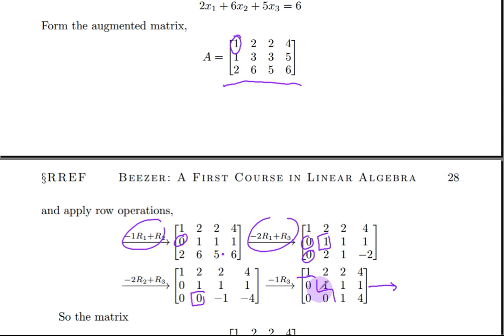If I took -2 times R2 plus R1, what would that do? Well, that would make this one be a 0, right? I get 1 here. Then I get -2 plus 2 is 0. I get -2 plus 2 is 0. And then here I get -2 plus 4 is 2. And then this stays the same. And then this becomes 0, 0, 1, 4.